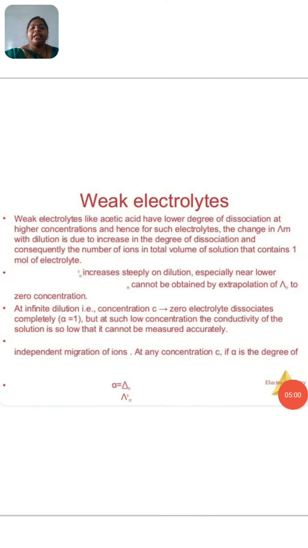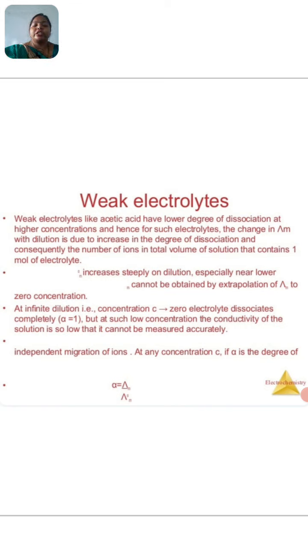Weak electrolytes like acetic acid have a low degree of dissociation at higher concentration. In such electrolytes, the molar conductivity changes with dilution due to the increase in the degree of dissociation and consequently the number of ions in the total solution that contains 1 mole of the electrolyte.